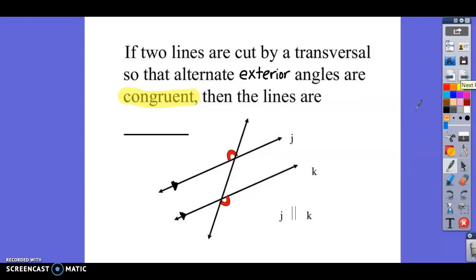And I believe this is the last one. If two lines are cut by a transversal so that the alternate exterior, see alternate, alternating on either side, and exterior on the outside, those angles are congruent, then the lines are parallel.